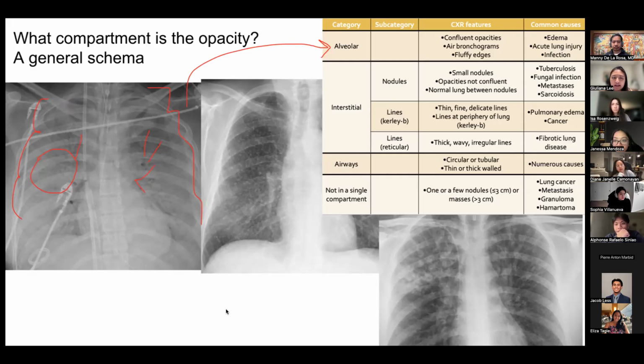Conversely, if we look at this second image, what some people might describe as a starry sky. There's a lot of dots and speckles. This is an example of a nodular type pattern, and this can point you to different diagnoses on your differentials, such as TB, fungus, or sarcoid. I don't have an image of, or maybe there are some lines here. This is not the best example, but interstitial compartment can also have lines.